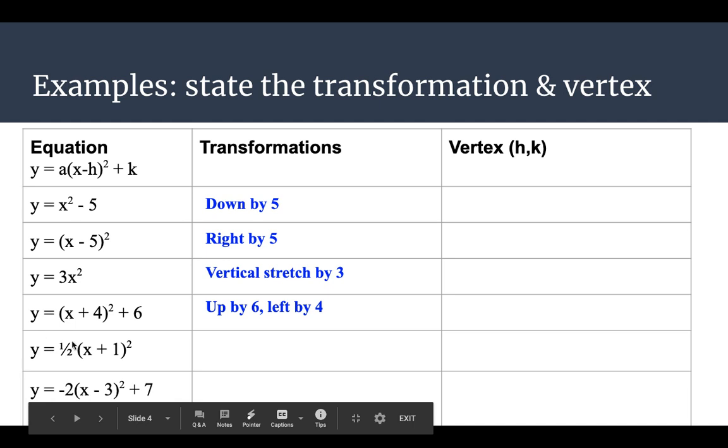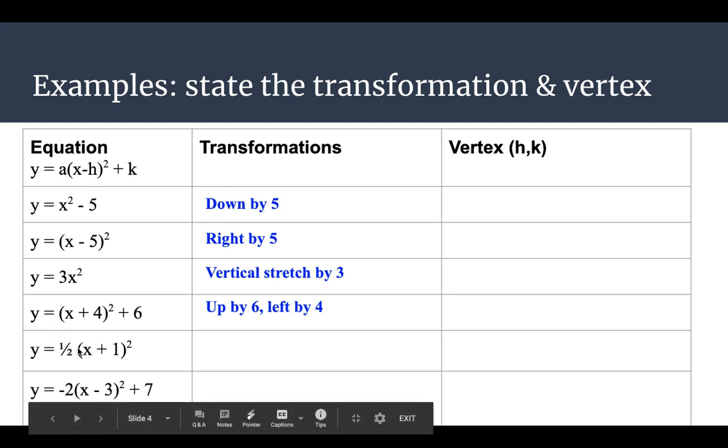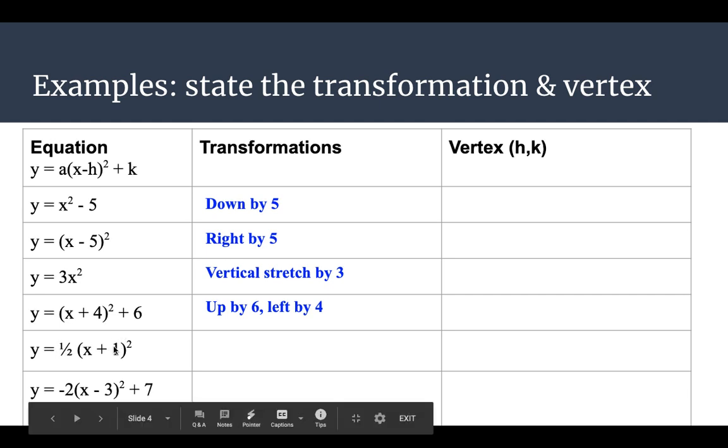This one here, we have a 1/2 in front. Remember, if it's between negative 1 and 1, so if it's a fraction or a decimal, it's a vertical compression. Then we have this 1 in the h spot. To make it a plus sign, that must be negative 1, so it's gone to the left by 1. So vertical compression by half and left by 1 for that one.